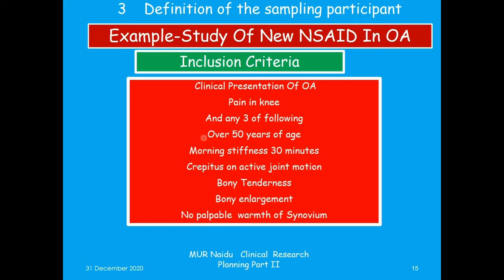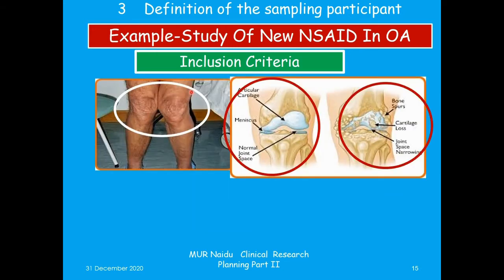Age of the subject should be more than 50 years. Morning stiffness of 30 minutes. There should be crepitus on active joint movement, bony tenderness, bony enlargement, no palpable warmth of the synovium. Here is the picture. You can see that there is a swelling in the knee joint.